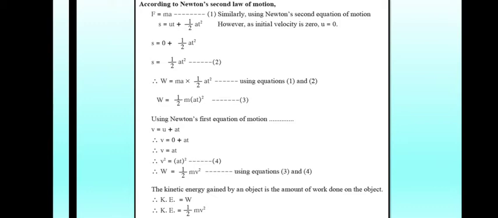Please solve this properly. What we have done is, we have taken the value of force, then we have found out displacement keeping initial velocity 0. Then we have taken the equation of work done. We have put the value of force and displacement in it, right? Then we have used Newton's first equation of motion, and then finally, as you keep putting the values, you get kinetic energy is half m v square. Followed?